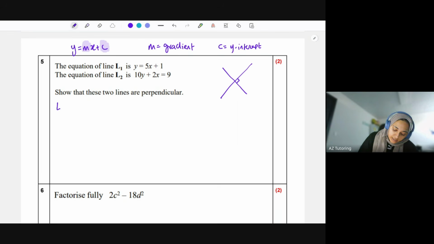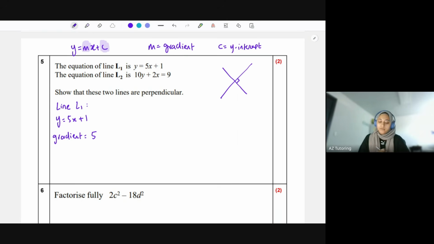So let's look at line L1. We've got y = 5x + 1. So therefore, we know the gradient is just 5. It's the number in front of x because we've already got this in the form y = mx + c. Let's have a look at line L2.